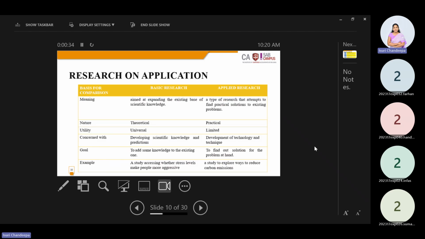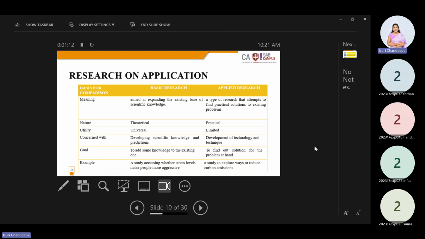Concern B. Basic research is concerned with scientific knowledge, concepts and prediction, as I clearly said, right? Whereas applied research is concerned with the development of new technologies, techniques and other things, finding the answers for a specific problem. In the sense that we are going to identify some techniques and methods, right?